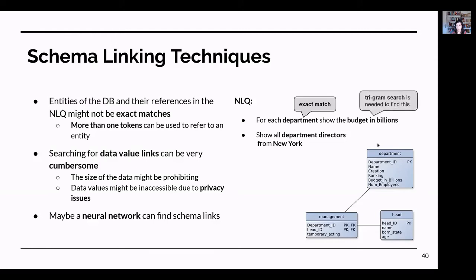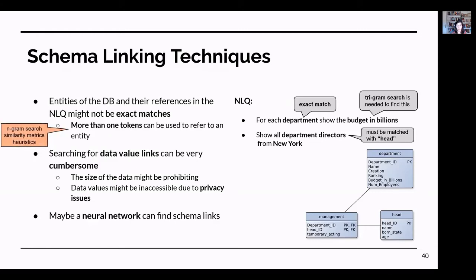Then we have the case of budget in billions, where we have essentially a phrase that needs to be mapped to the underlying database schema. And for this particular case, we see that an n-gram search would be a more appropriate technique. Then we have department directors, which is even more complicated, because now department directors actually should be mapped to head. And if we don't have any additional knowledge, it is not obvious how we could do that mapping.